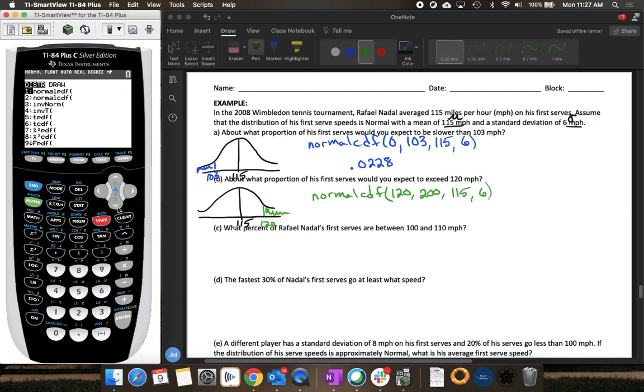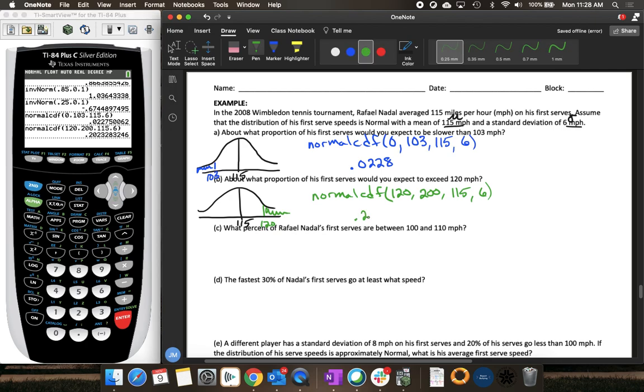So back into our normal CDF menu. For lower, we'll change that to be 120. For upper, 200. And for mean and standard deviation, just leave those the same. And so it looks like about 20%, so 0.2023 would be more than 120 miles per hour.